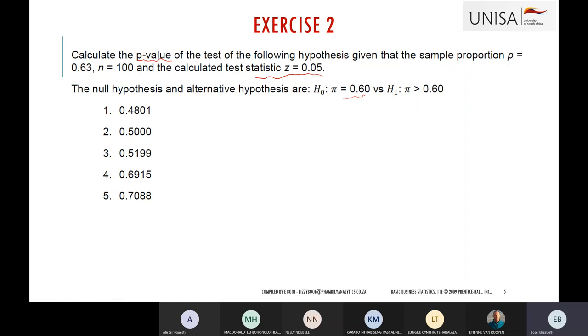Since we need to find the p-value, we need to remember the following. Remember that the table, the cumulative standardized probability table, contains the probability of z less than a. If we need to find the probability of z greater than a, you remember, we say 1 minus the probability of the value we find on the table. Remember that, right?